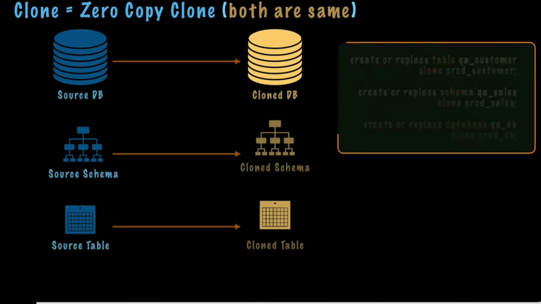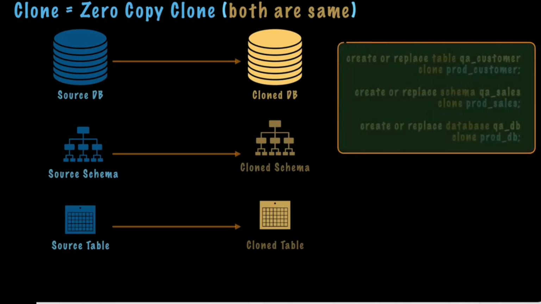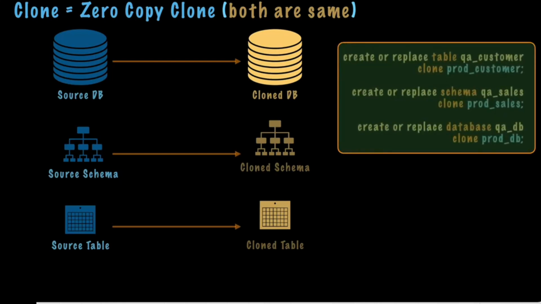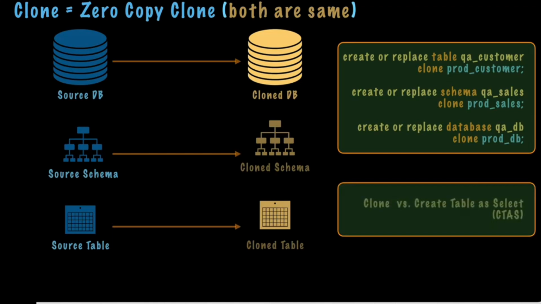The SQL syntax for cloning is very simple, and simply by using the clone keyword, you can create a cloned object. Since it does not copy any physical data, the clone works instantaneously no matter how big the database, schema, or a table is. We will try creating a table using a clone versus create table as a select statement and see its working live during the hands-on session.